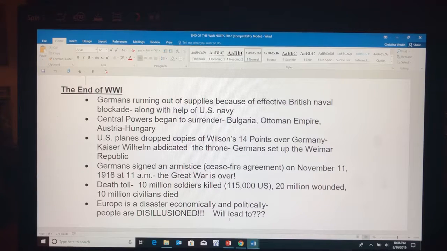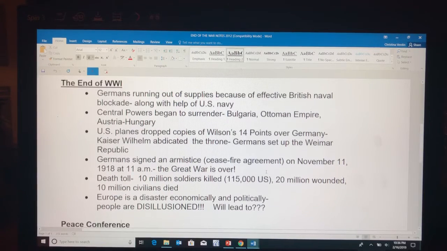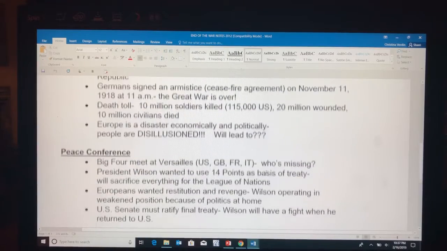This war did take a toll, not only a physical toll on the amount of people who died and who were wounded, not only soldiers but civilians, but also economically and politically it's going to have Europe in ruins, and this will eventually lead to World War II. And a lot of this will stem from what will be in the treaty that will lead to World War II.